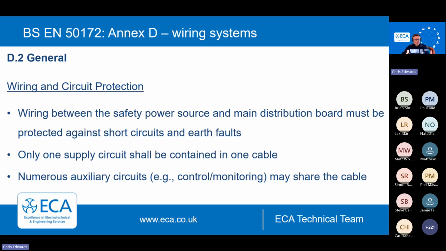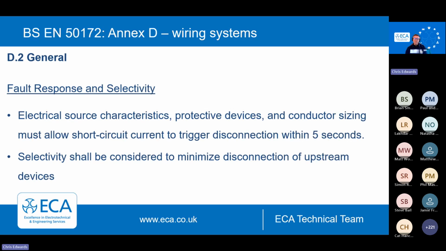It's general wiring stuff, really, but it just reiterates a few points: that wiring between the safety power source and main distribution board must be protected against short circuits and earth faults. Only one supply circuit per cable, unless they're auxiliary circuits, then you can share a cable effectively. Protected devices and conductor sizing must allow short circuit current to trigger disconnection within 5 seconds, and we must consider selectivity to ensure that in the event of a fault, we don't disrupt the entire installation. We just want it to localize wherever possible. Okay.